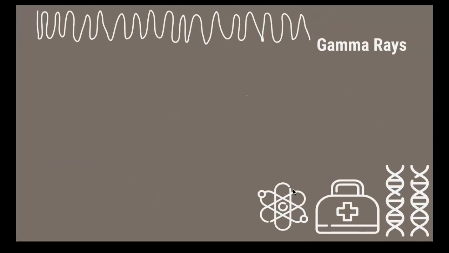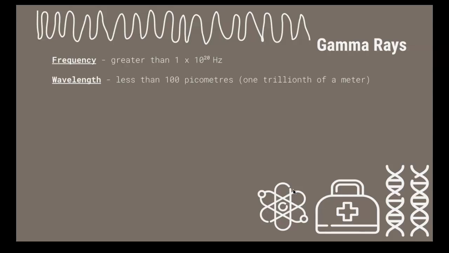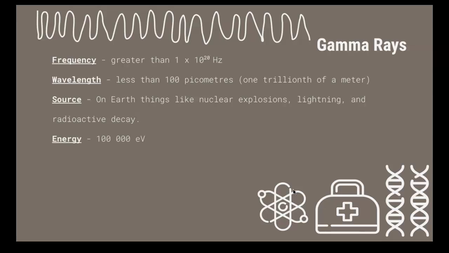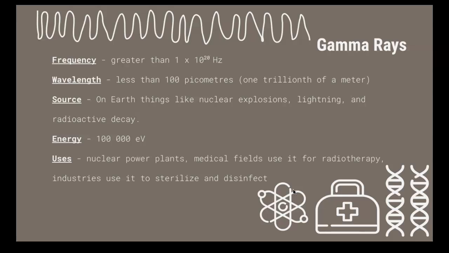The next type, the last type on our list, which would be the most damaging to our cells because it's the most frequent. It has the tiniest little wavelength, so about 1/1,000,000,000th of a meter. Okay, really, really, really tiny. They come from nuclear explosions or lightning, or if an actual element is breaking down, okay, or decaying, it will release gamma rays. So this energy is incredibly high. That's why gamma rays are so damaging to our cells.